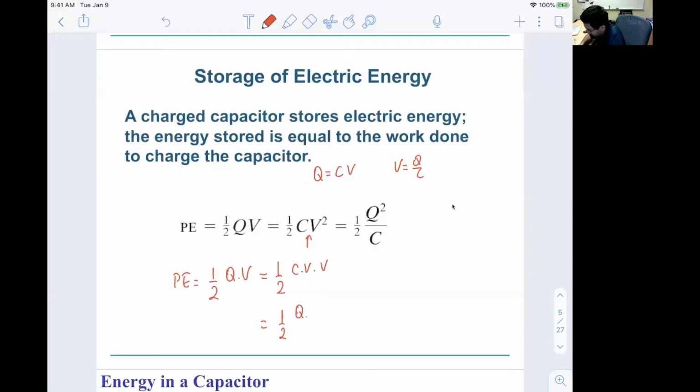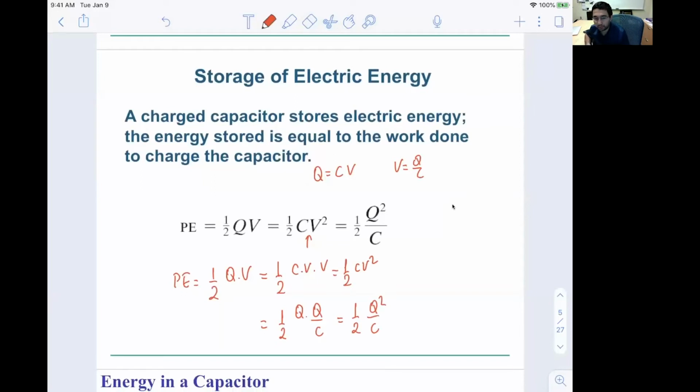Now I replace the V with Q divided by C. Now we have 1/2 Q squared divided by C. So you can ask where this half comes from.